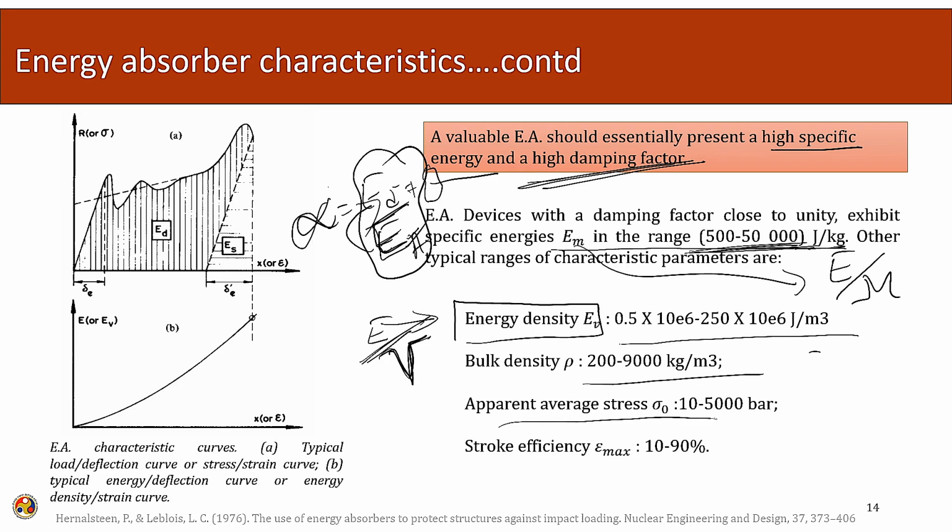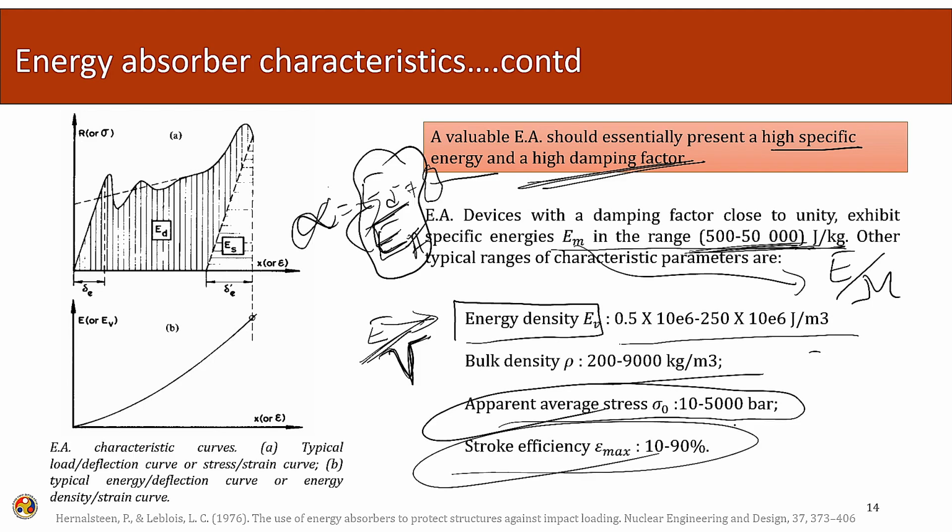So, apparent average stress is around 10 to 5,000 bars, and the stroke efficiency is 10 to 90%. Here we look into the energy characteristic curves. The first one is the typical load deflection curves or the stress strain curves. We have seen this a lot of times. The more energy absorbing the material, the higher the plateau region should be.